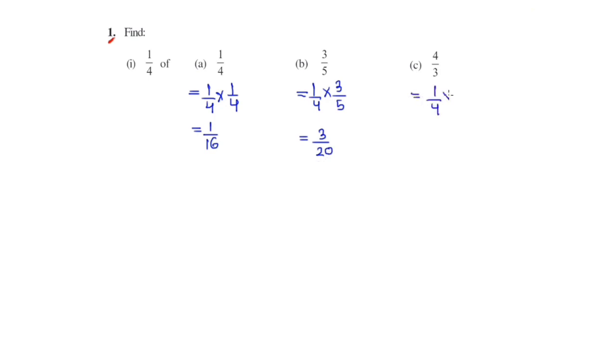Now moving to part C. We'll write 1/4 into 4 over 3. Clear? So again doing the same thing, 4 1s are 4. So we'll write 4, and 4 times 3 is 12. So we'll write 12 as the denominator part. Now, as we have learned, we will further simplify it if they have common factors. So 4 times 3 is 12, so we will reduce it like this. In this way we are going to do this type of question.